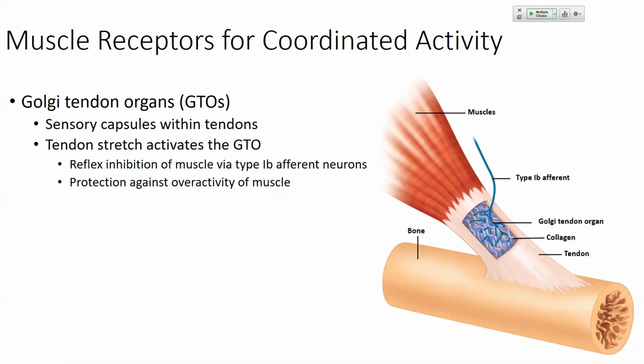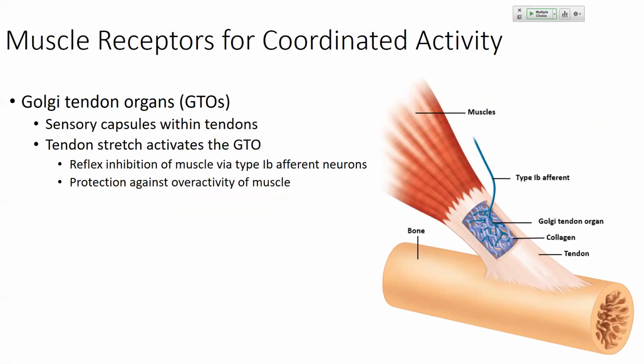Now, the second receptor we're going to talk about is called the Golgi tendon organ. This one is not as complicated. It's associated with one type of sensory nerve ending, that's your type 1B afferent fiber. And the function of the Golgi tendon organ is to detect any tension, excess force in the tendon. Okay? Now, unlike the muscle spindle, the GTO is found within the tendon itself and not in the muscle belly.